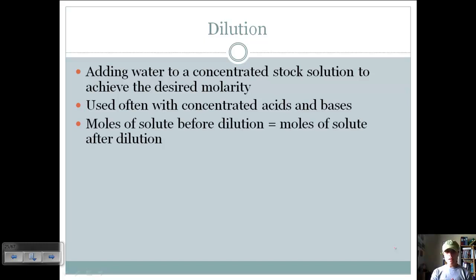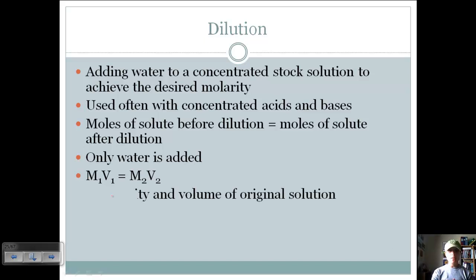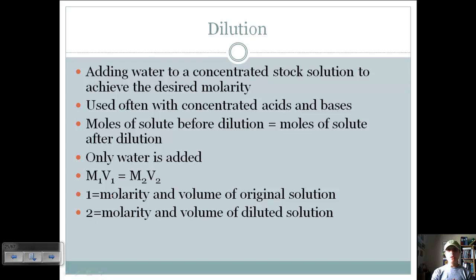Okay, so the moles of solute before dilution is going to equal the moles of solute after. The moles aren't going to change, it's just the total volume and the amount of water that is going to change, because we're only adding water. And so this gives us a ratio: M1V1 is equal to M2V2. Where 1 represents the molarity and the volume of the original solution, and 2 represents the molarity and volume of your diluted solution, or what you're trying to go to. And remember, because molarity times volume equals moles, that amount is never going to change. You could do M1V1 or M2V2 and you get the same number of moles, which is why we can equal them together.